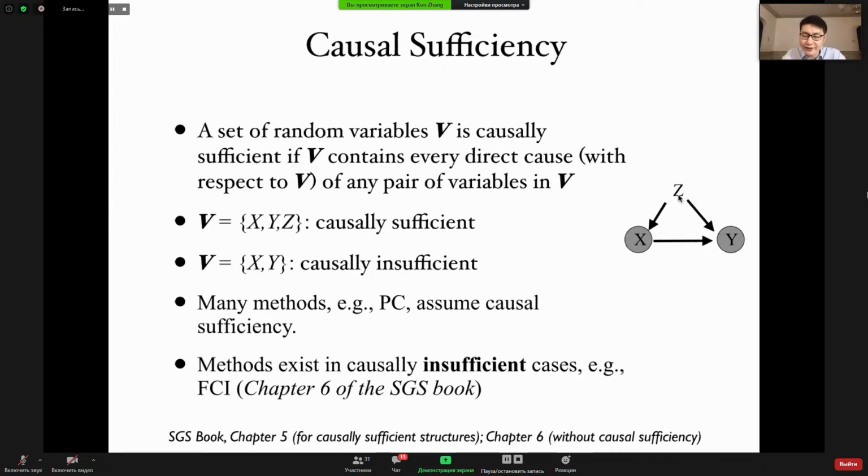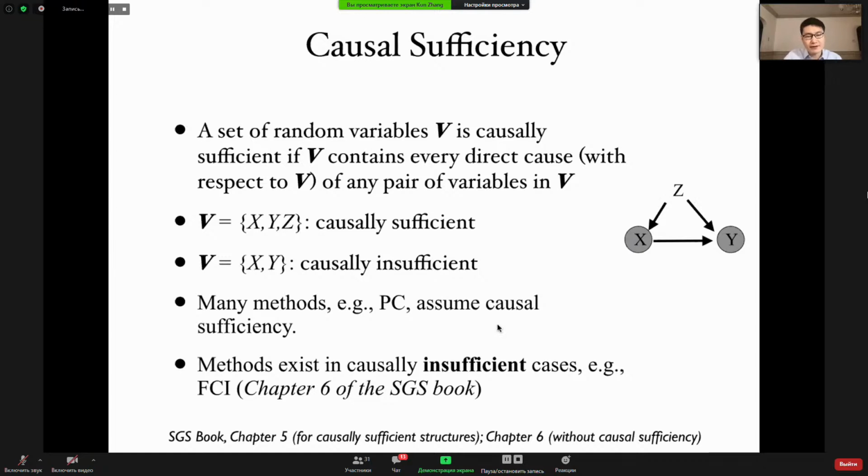Why? This is because the direct common cause of X and Y, two variables, which is Z, right, is not in the system in V, the set of variables. That's why we say this set of variables is causally insufficient. Most methods for causal discovery assume causal sufficiency. So basically that means there are no unmeasured direct common causes of two variables in the system. And also we define confounder this way. Confounder is the unmeasured direct cause of two variables in the system. So if right here V is just X and Y, we say Z is a confounder.